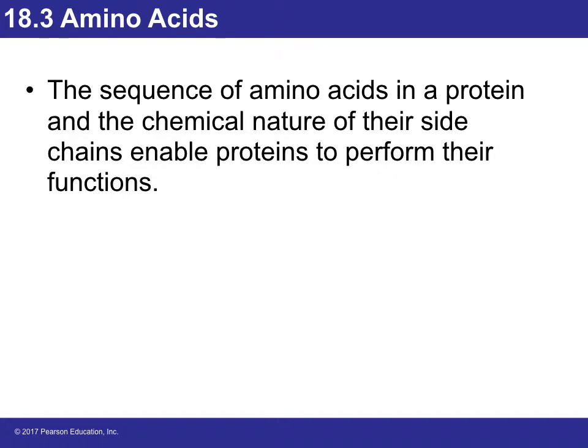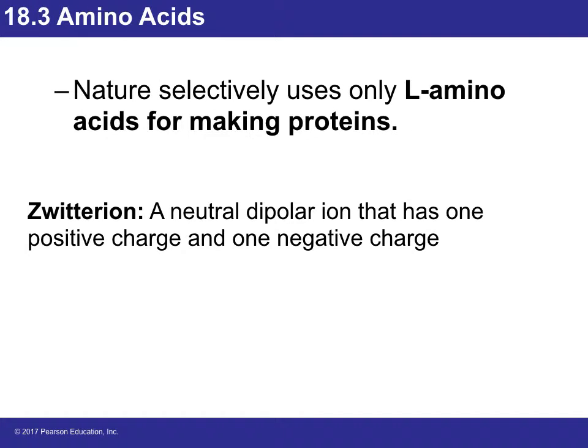Going back to amino acids, this is where the chemical nature of the side chain brings the different properties and the different functions of proteins. Just for you to know, I don't go into the details, but you should know that nature uses only L amino acids for making proteins, and another definition you should know is the zwitterion. That's a neutral dipolar ion that has one positive charge and one negative charge. We briefly talk about those, but you should know the definition of a zwitterion.